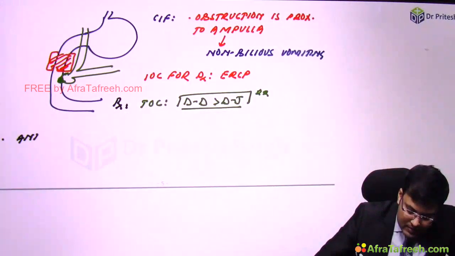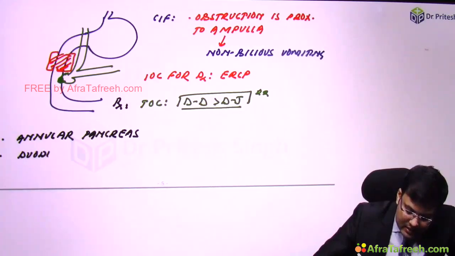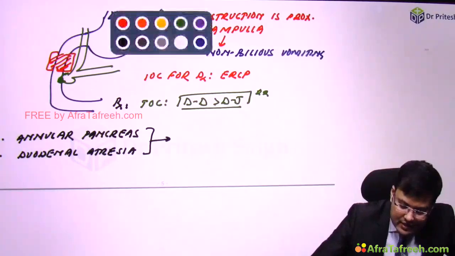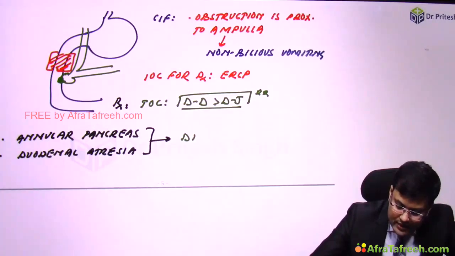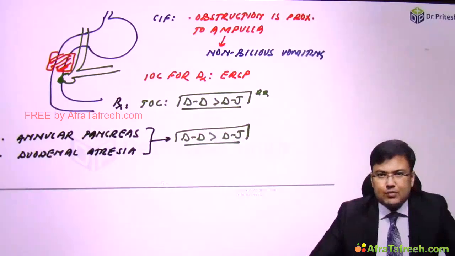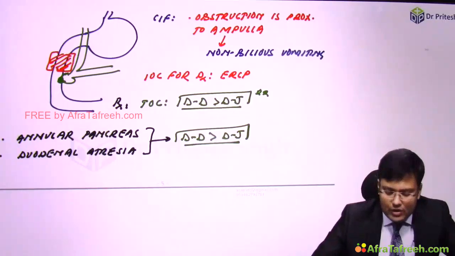for both annular pancreas and duodenal atresia, the treatment of choice is duodeno-duodenostomy followed by duodeno-jejunostomy. But in patients of superior mesenteric artery syndrome, the treatment of choice is duodeno-jejunostomy.